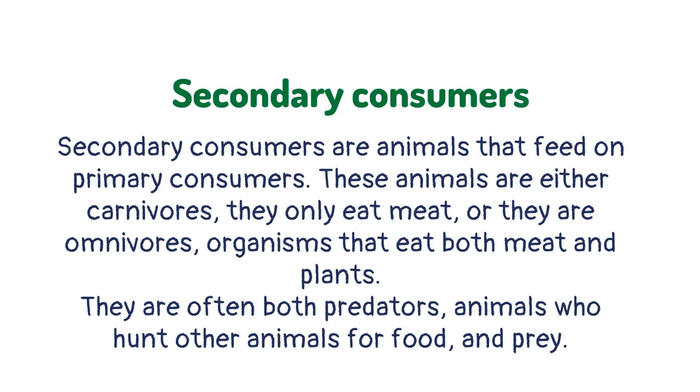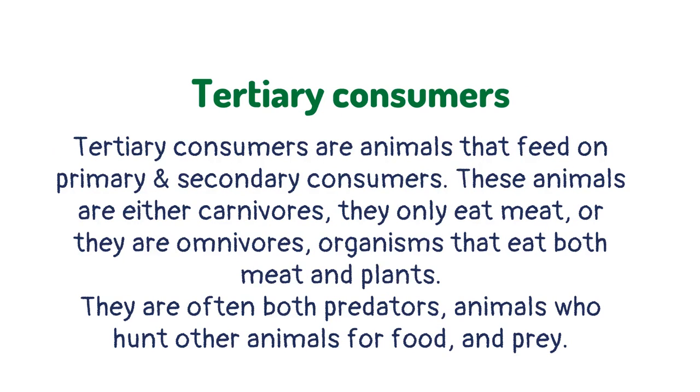Secondary consumers are animals that feed on primary consumers. These animals are either carnivores, they only eat meat, or they are omnivores, organisms that eat both meat and plants. They are often both predators, animals who hunt other animals for food, and prey.